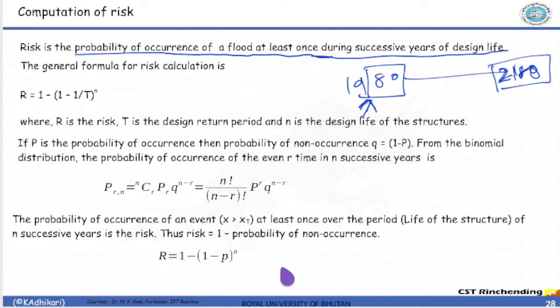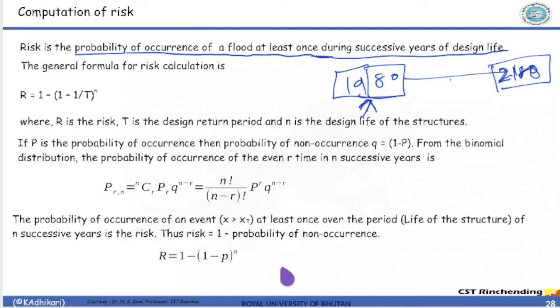Risk is the probability of occurrence of a flood. Now when I say risk, it is always associated with some values. Now this Chuka Dam, which is constructed for about 100 years of design life, must have been designed for some design flood.